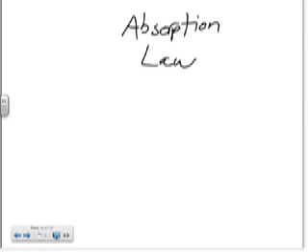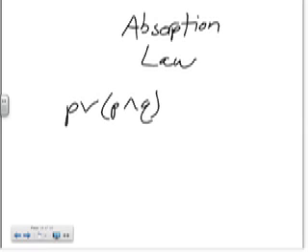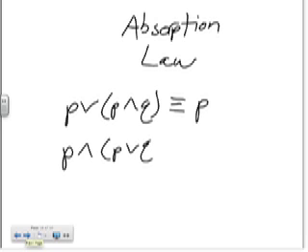The ninth law is known as the absorption law. It's defined as being P or P and Q is equivalent to P, and along the same lines, P and P or Q is equivalent to P.